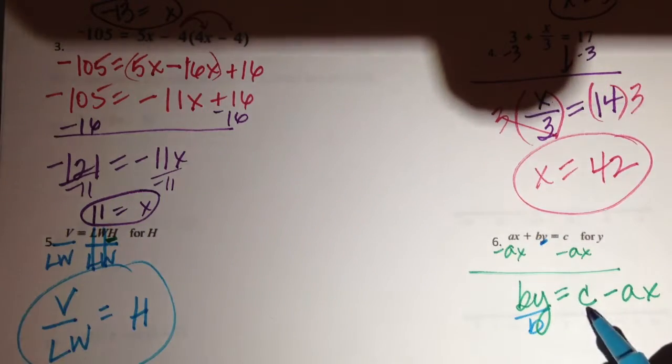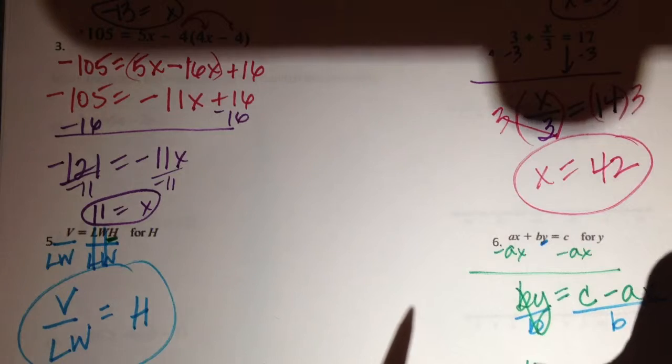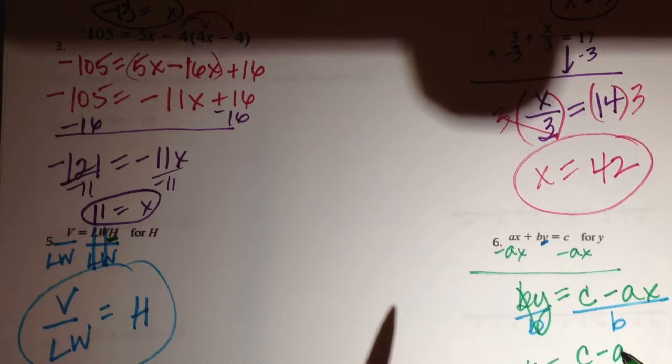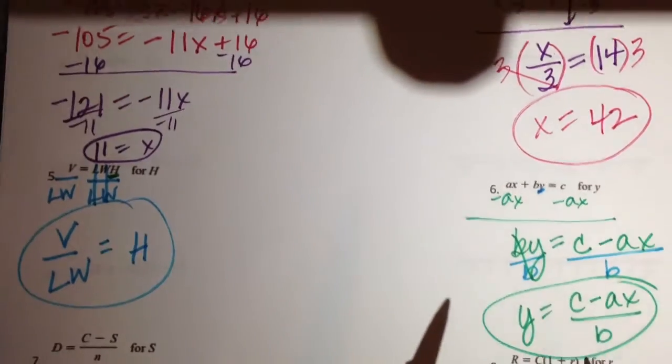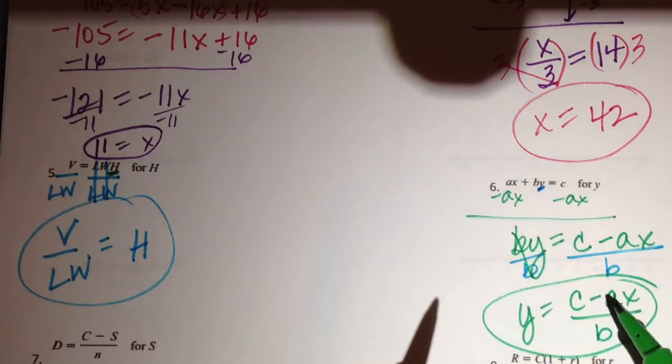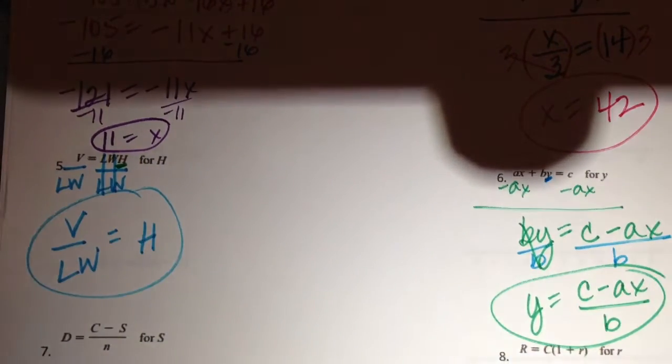I'm going to divide both sides by b, which means everything on the right has to be divided by b. And I'm going to express this just as c minus ax all over b. Fair enough. I could break it down into parts, c over b minus ax over b, but that's not necessary because I have all the unknowns. I might as well leave them in a group.